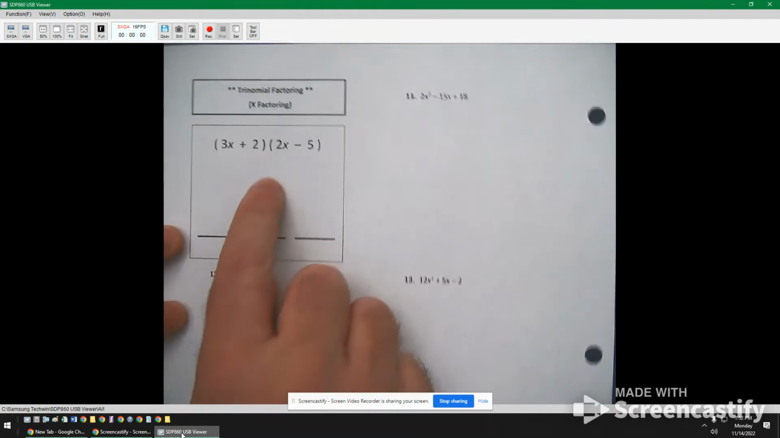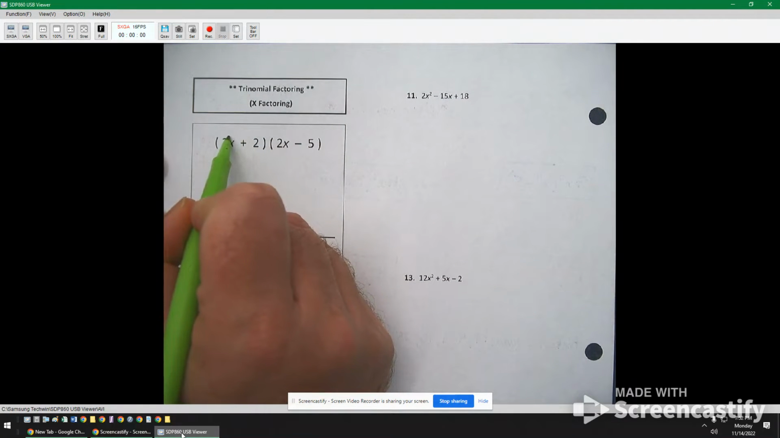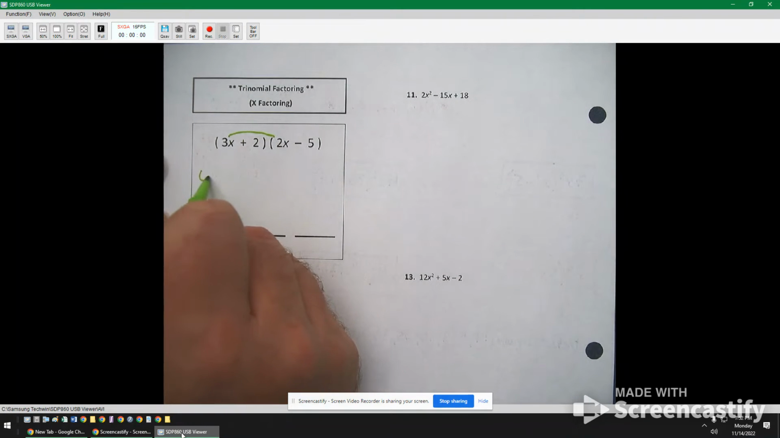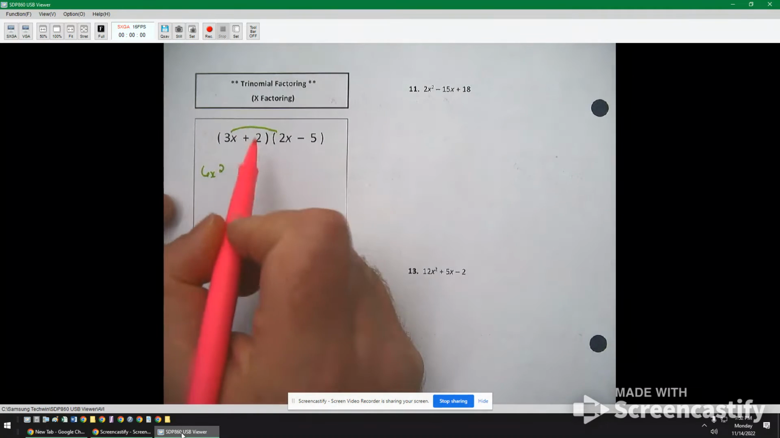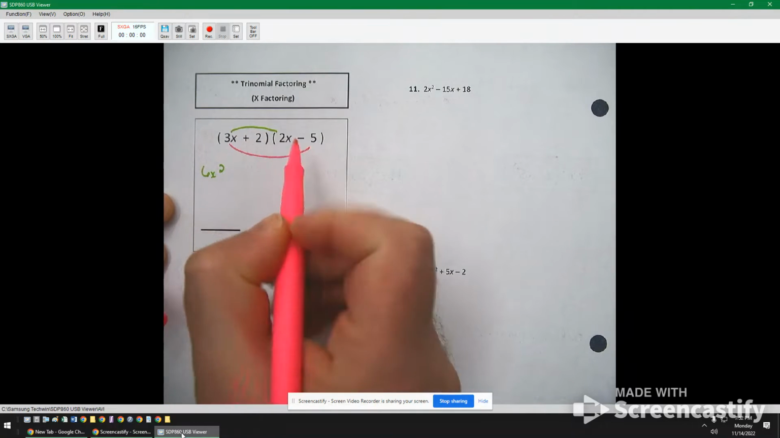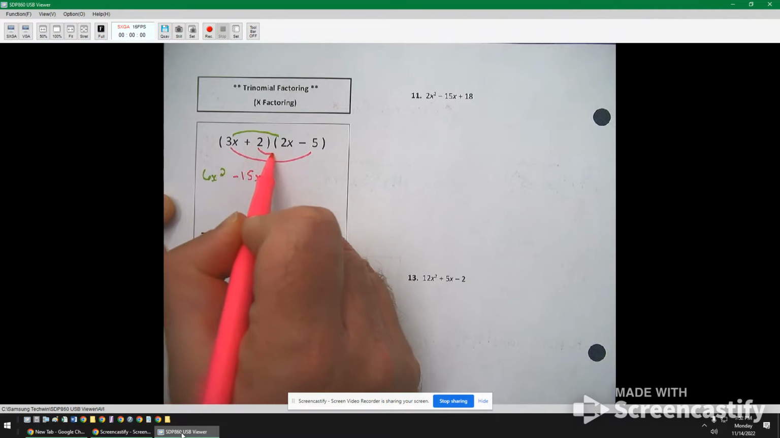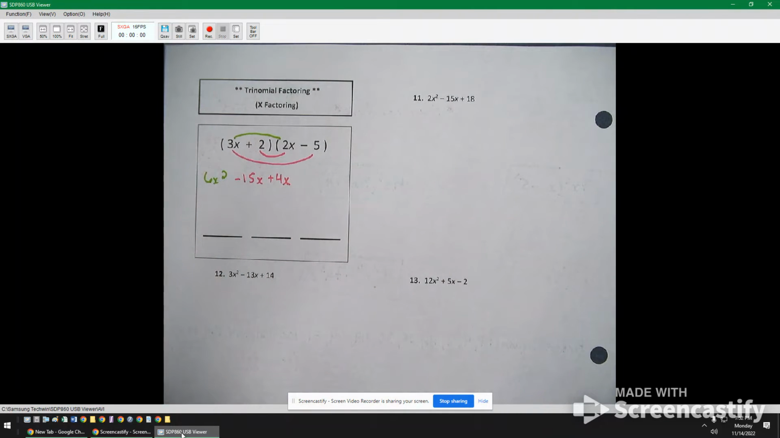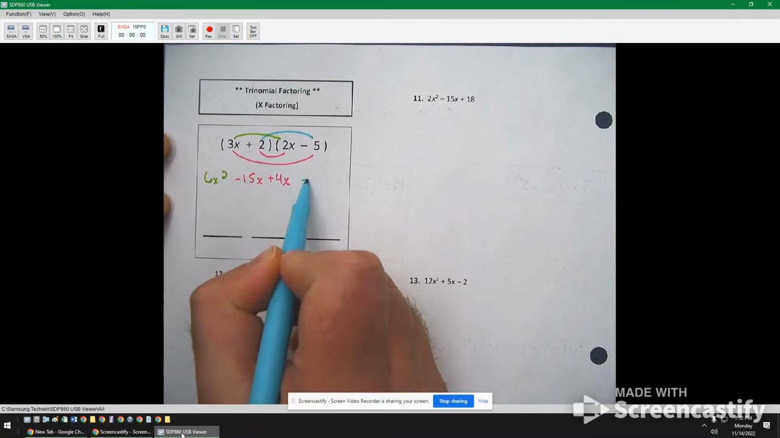Let's start off by taking this and expanding it. Let's distribute it. So if you were to multiply, you'd start off by doing 3x times 2x. That's 6x squared. Then I would take the 3x and multiply it by the negative 5, negative 15x. And then we would take 2 times 2x, that would be 4x. And then we would finally do the 2 times the negative 5, and that would be negative 10.